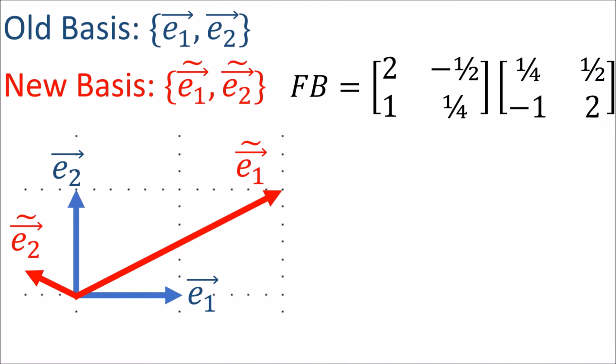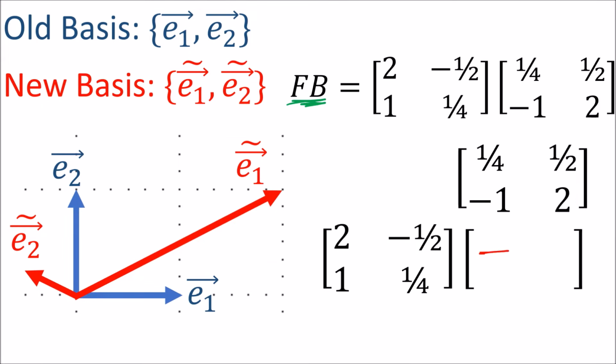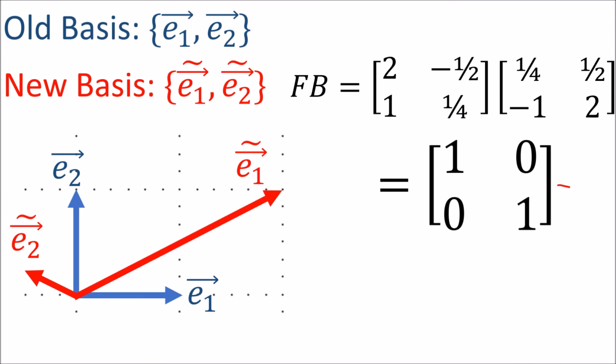This might actually be a good exercise for you to review matrix multiplication. To multiply two matrices, we write them like this, and to get this entry of the resulting matrix, we take the inner product of this row and this column. So in this case, it's 2 times 1/4 plus -1/2 times -1. So that's just 1/2 plus 1/2, which equals 1. I'm going to let you do the other three entries. But what you'll find is you get this matrix here with 1s along the main diagonal and 0s everywhere else. And this is, of course, the identity matrix.